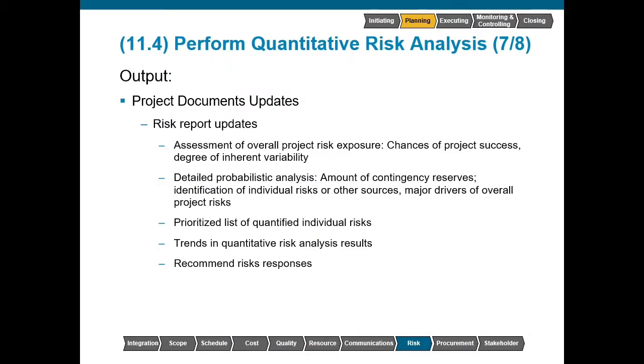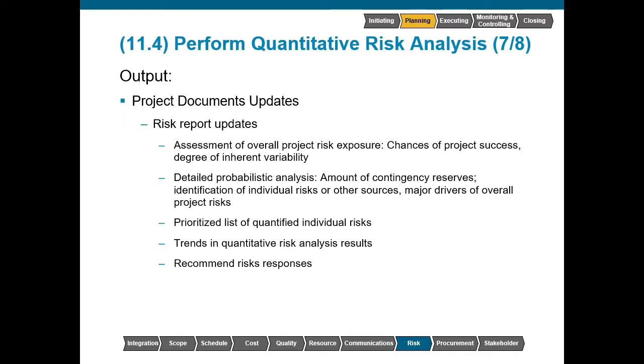The outputs from this process include project documents updates, specifically the risk report. Updating the risk report could include information from the assessment of overall project risk exposure, the chances of project success, which could be displayed numerically as a percentage probability of occurrence, and the degree of inherent variability. The update could also include information from a detailed probabilistic analysis.